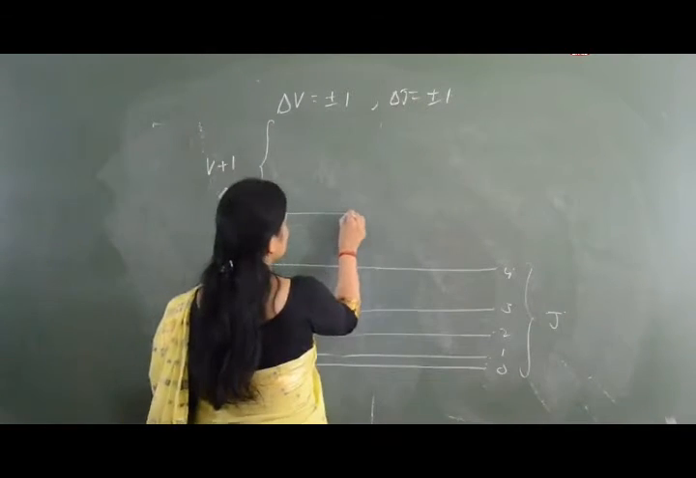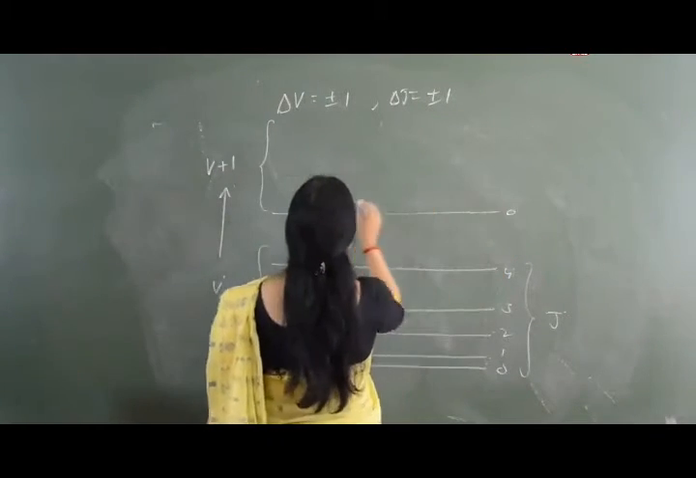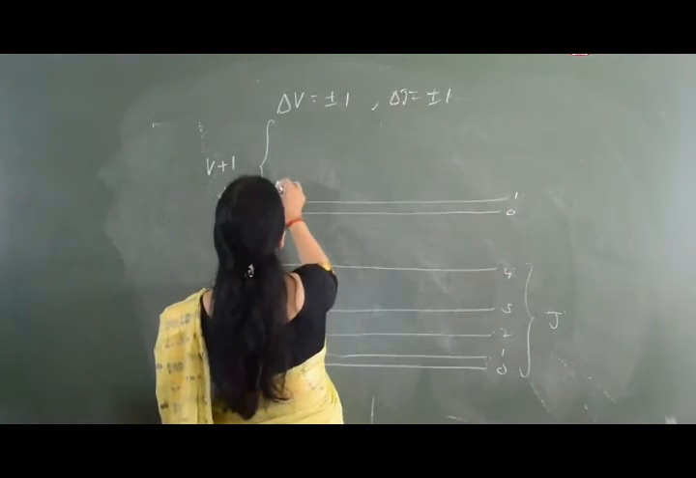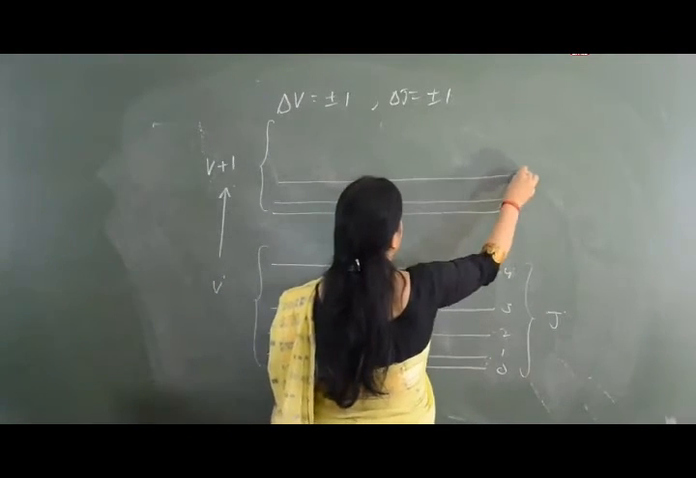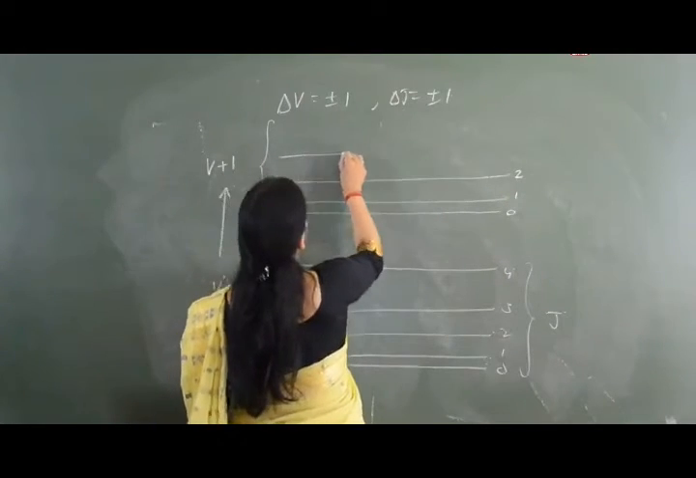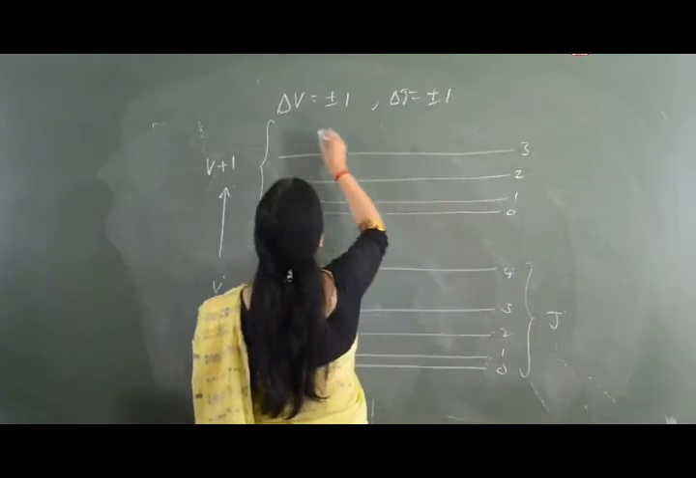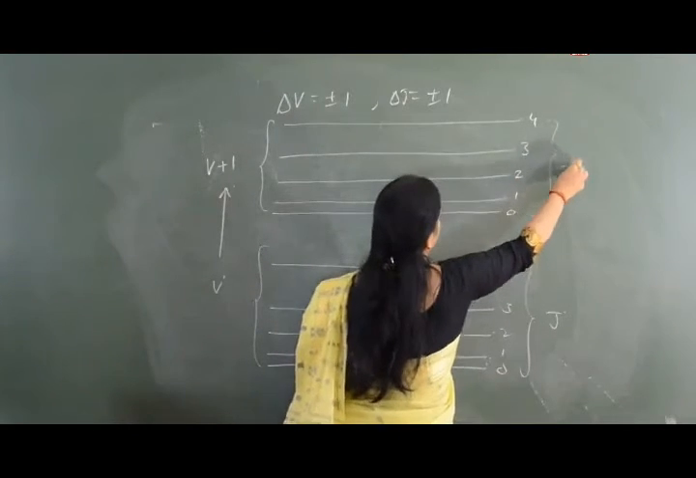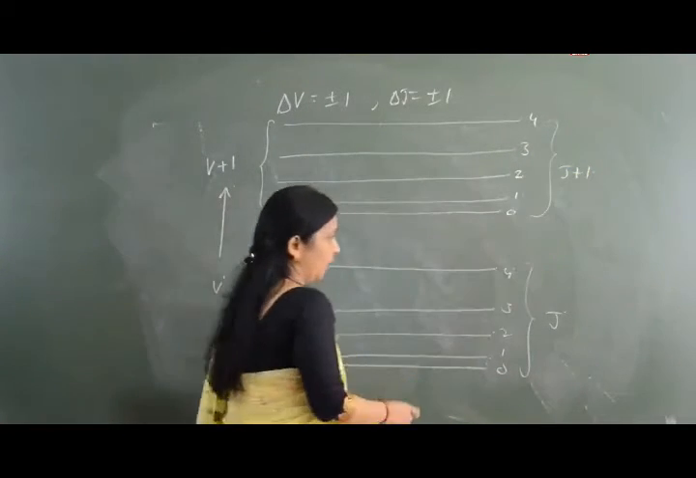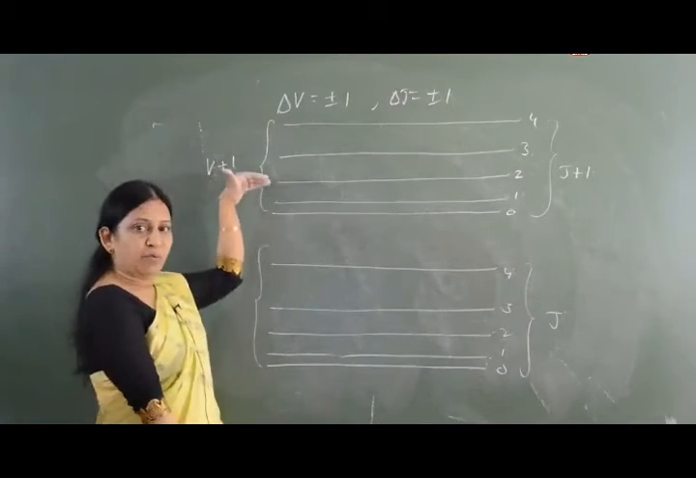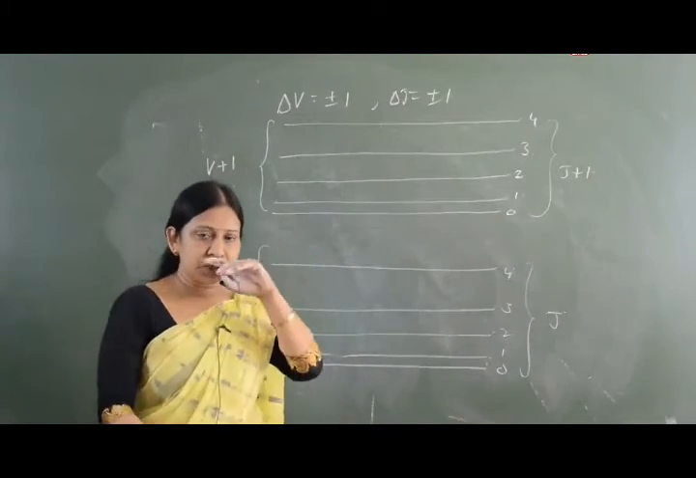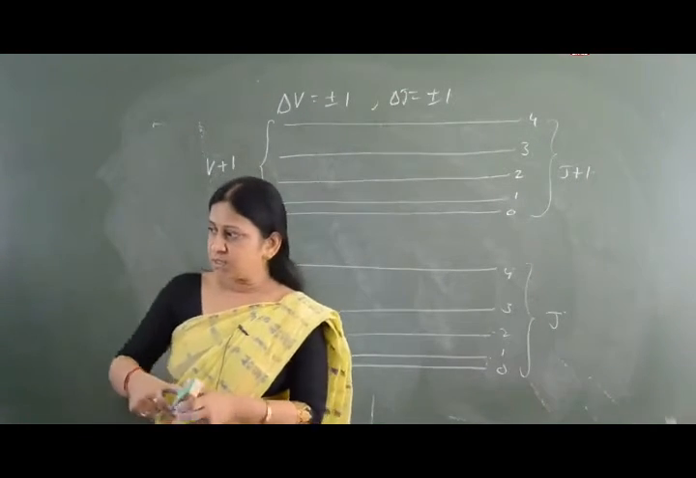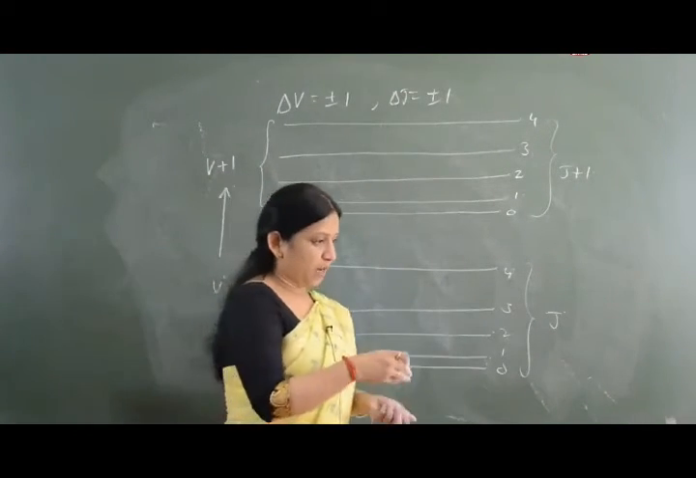So this is 0, then I have 1, then 2, 3, and then this is 4. This is again J, so this is for V plus 1. So we have vibrational changes, and within vibrational changes we show rotational changes. So this is the vibrational rotational spectra.